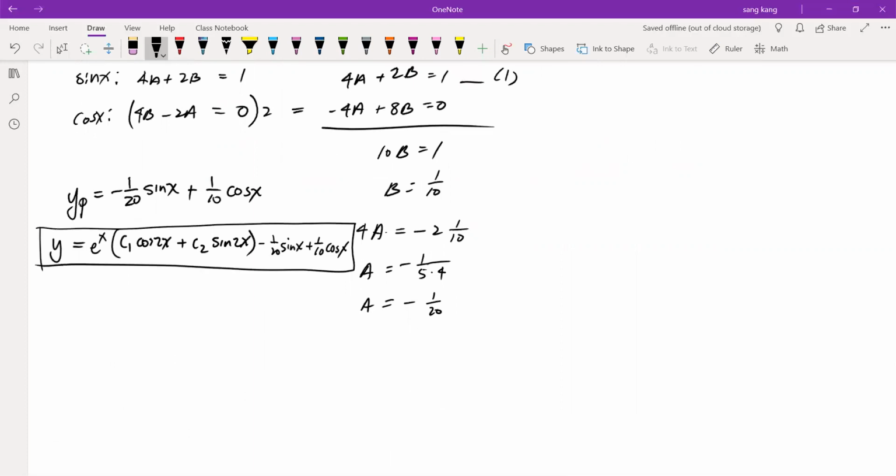We'll have to find y prime eventually, so let's just find it now. So this first term, we'll have to do product rule. So derivative of the first times the second plus the first times derivative of the second. So we'll have negative 2c1 cos 2x plus 2c2. Oops, this should be sine. This should be cosine.